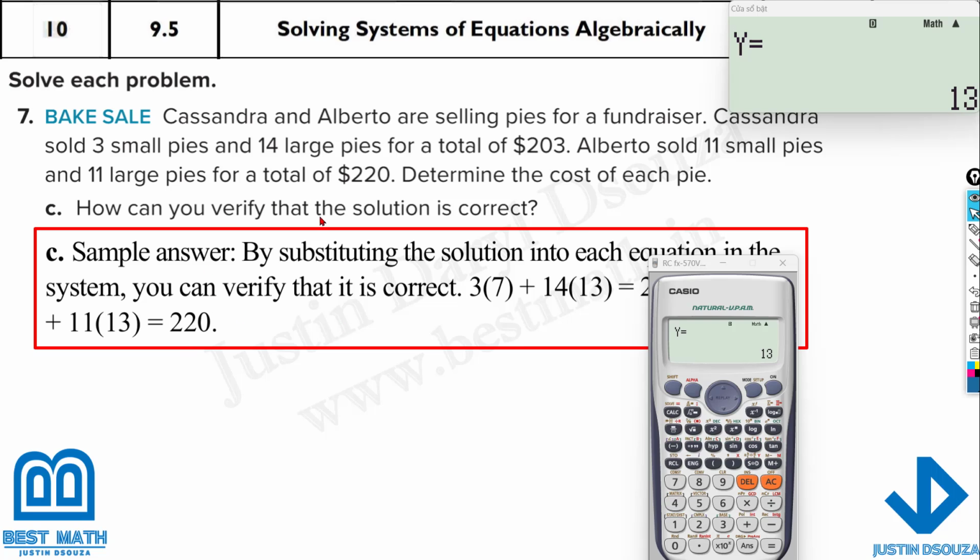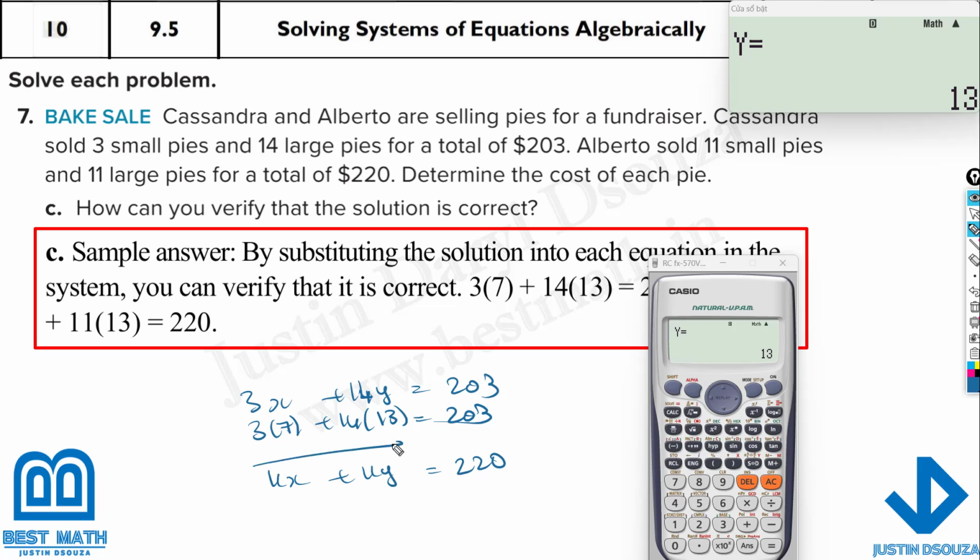And that's the thing. How can you verify this? See, you got the two simultaneous equations, right? And we got the answers, 7 and 13. So we had 3x plus 14y equals 203 for the first equation, and 11x plus 11y is equal to 220 for the second. We got x as 7. So instead of x, you can put 7, plus 14 times, instead of y, you can put 13. It must be equal to 203. If you put this in the calculator, it should be equal. It will be equal, as long as your answer is correct, it will equate.